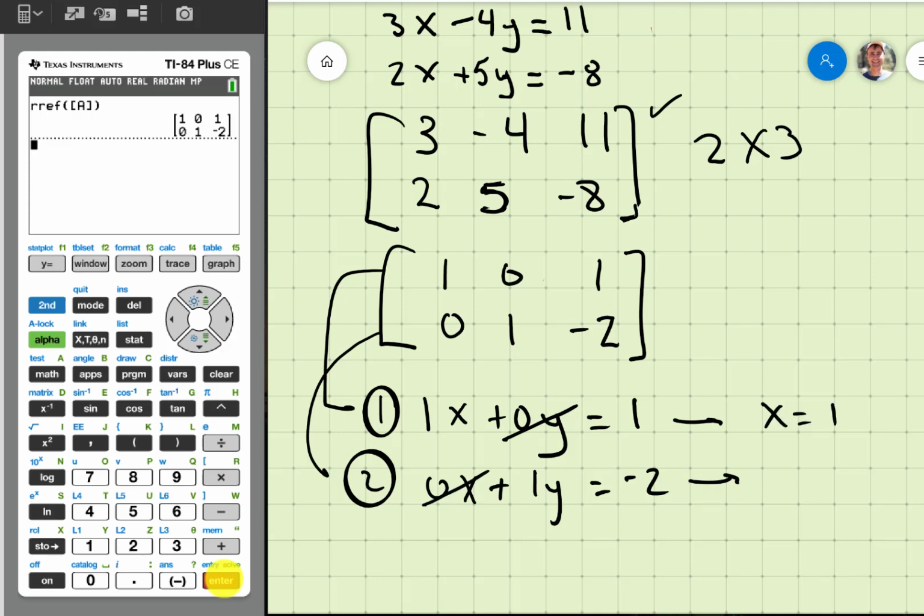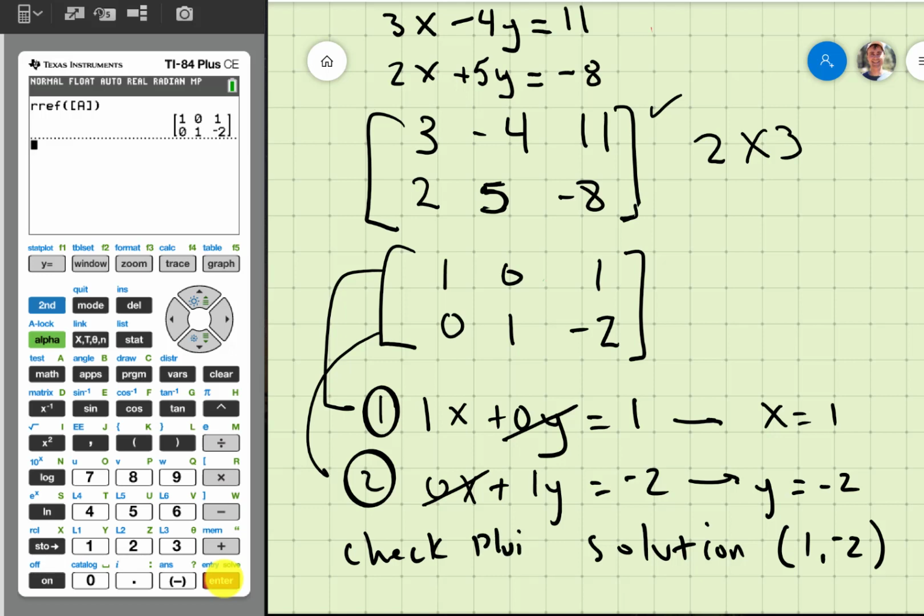This one, 0 times x, is gone. 1 times y is just y equals -2. Hey, the solution to the system has been given to us. Now, we could check this. It'd be a good idea for you to go back and check it by plugging in the values. Got to plug in to both. I don't have time to do that, but you should convince yourself that it worked.